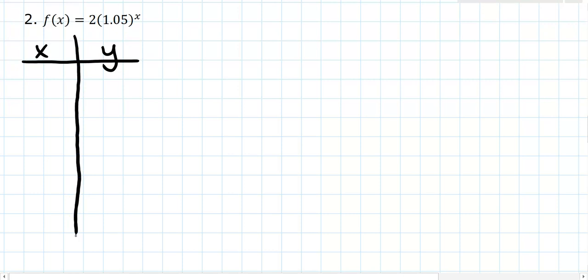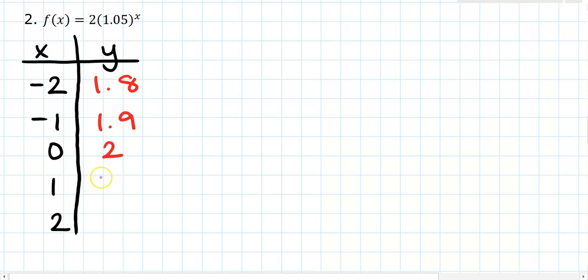So I'm going to use the same points that I used on the last problem. So I'm going -2 to +2. For that first one, and I rounded all of my answers here, I got 1.8, then 1.9, 2, 2.1, 2.2. Now all my numbers here are really small.